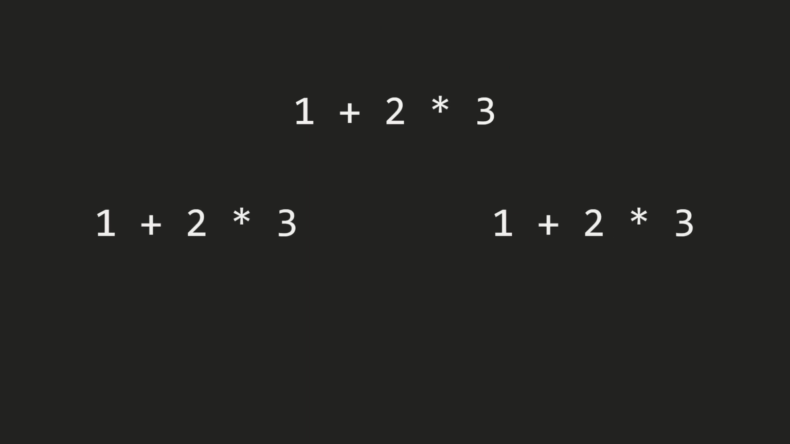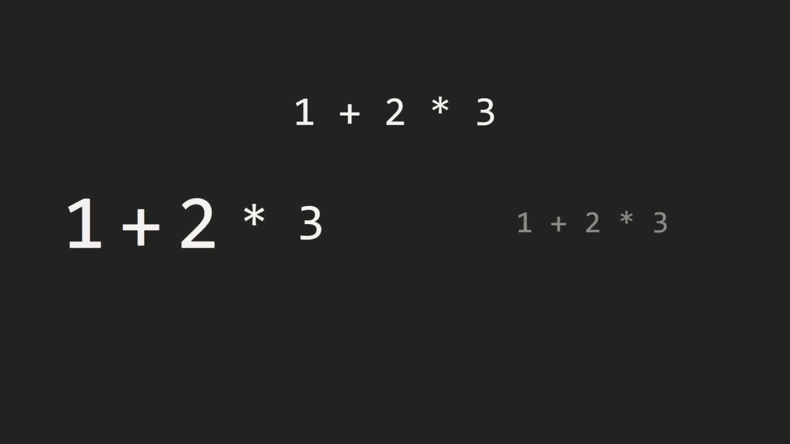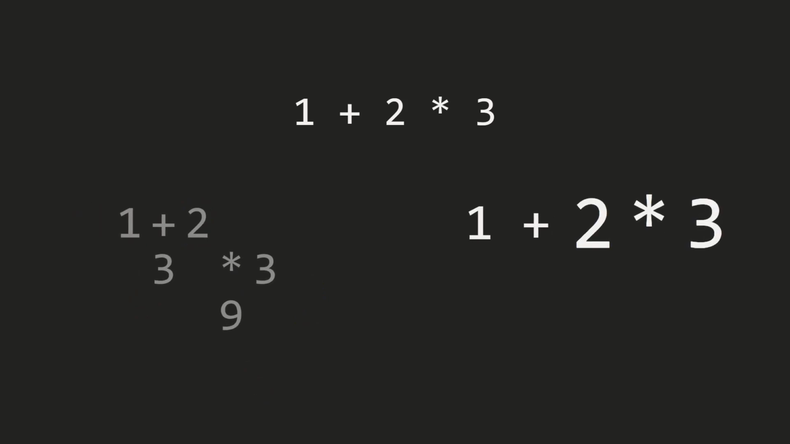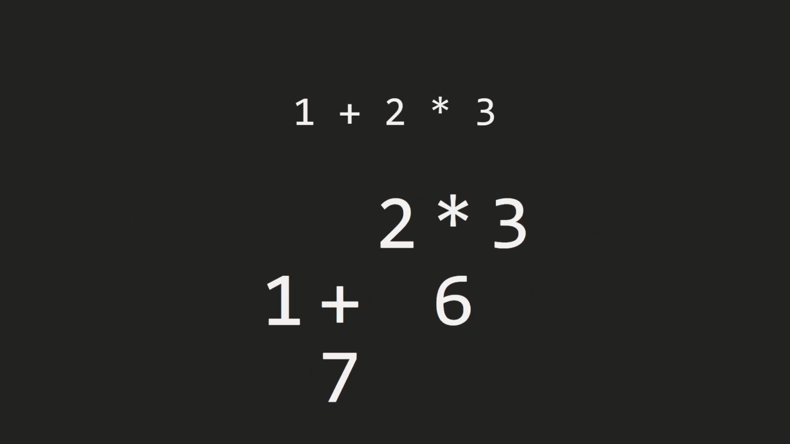So let's look at a slightly more complex expression. There's two ways to evaluate this. 1 plus 2 is 3, and 3 times 3 is 9. Or 2 times 3 is 6, and 1 plus 6 is 7. So the computer will do the multiplication first.